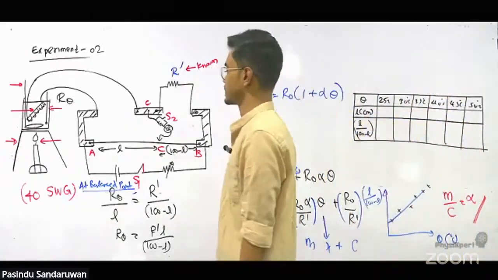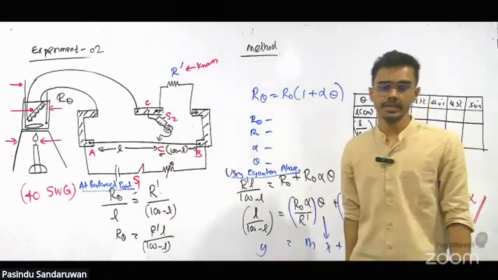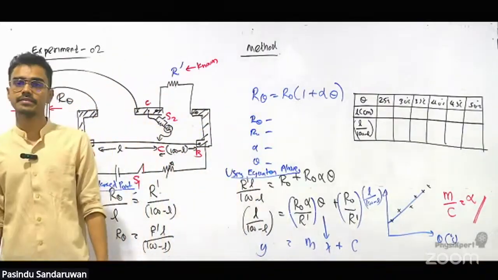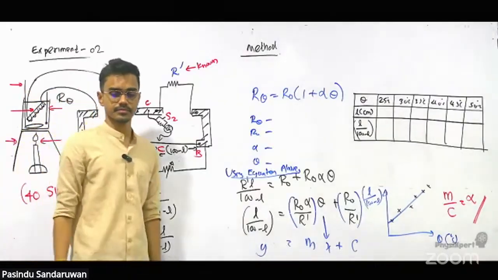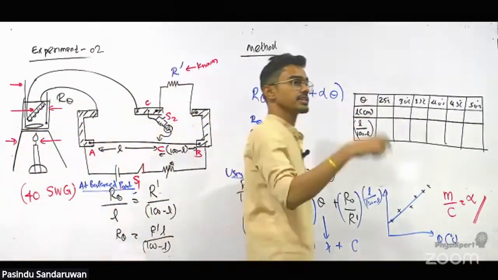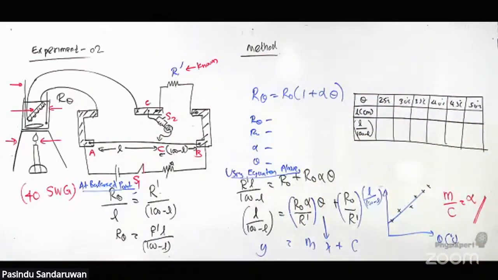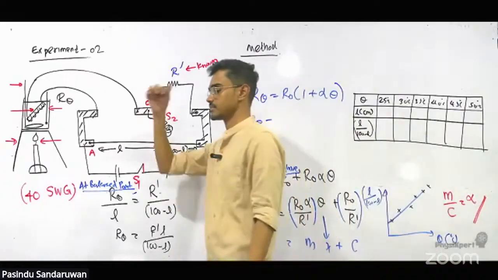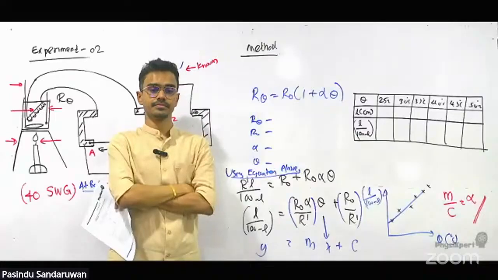Next point. Keep the slider key at A and B respectively, and check the deflection of the center-zero galvanometer.